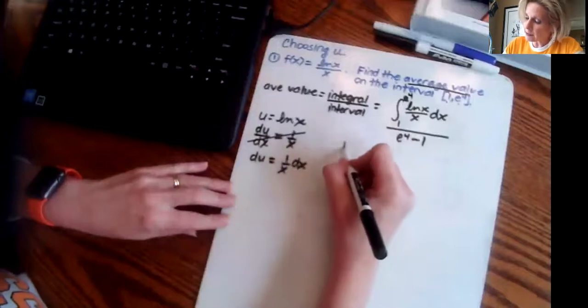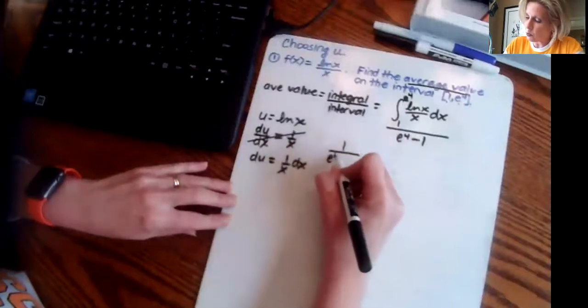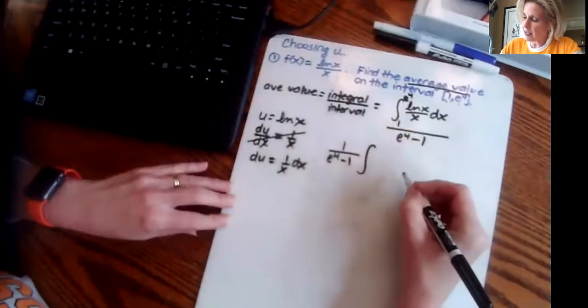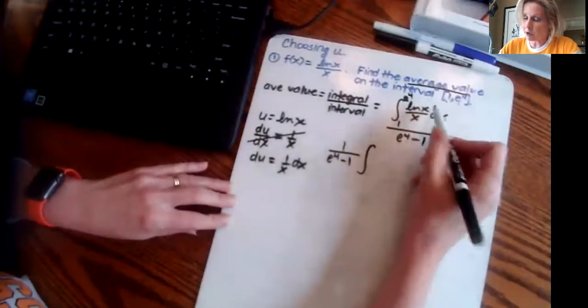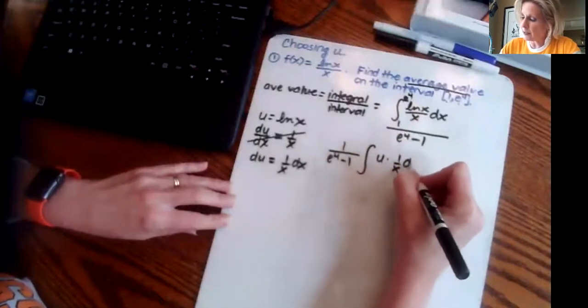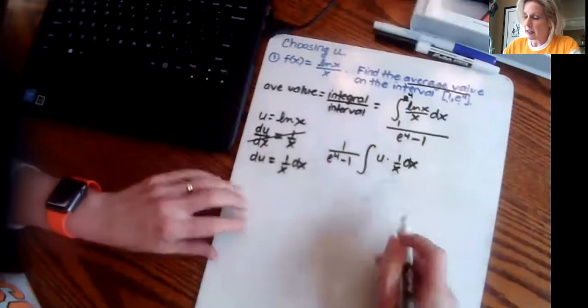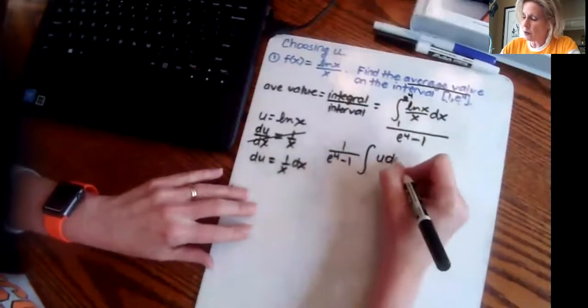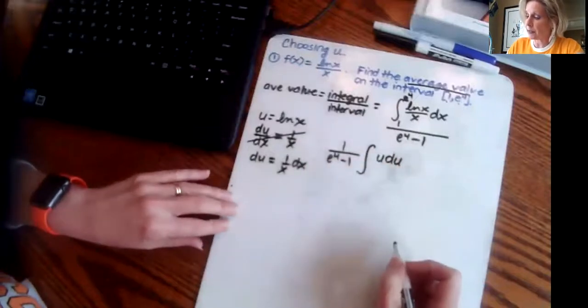So now I'm going to say 1 over e to the 4th minus 1. I'm going to pull that separate. And then I'm going to say that the ln of x part on top is my u. And then where I would have 1 over x dx, I'm going to say, nope, that's my du. So really, I've only got one more thing to do, and that's to deal with limits.